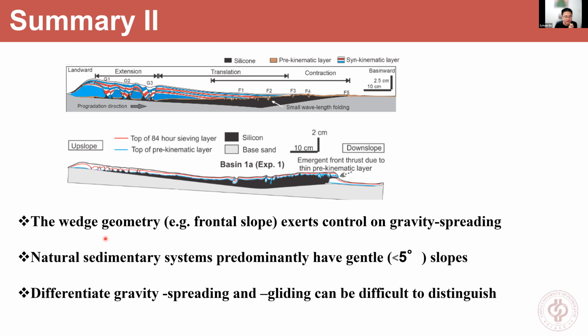So summary two is that the wedge-shaped geometry exerts control on gravity spreading, and natural sedimentary systems predominantly have gentle slopes. So differentiating gravity spreading and gravity gliding can be inherently difficult.